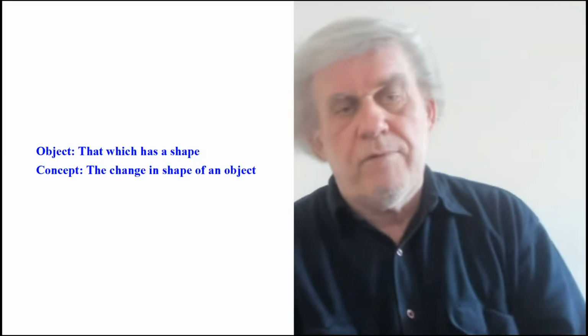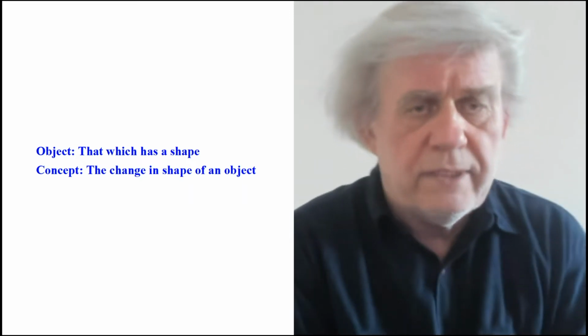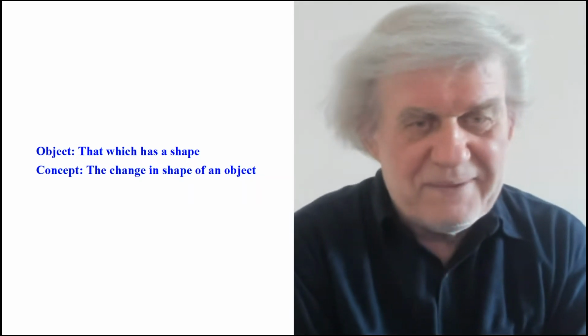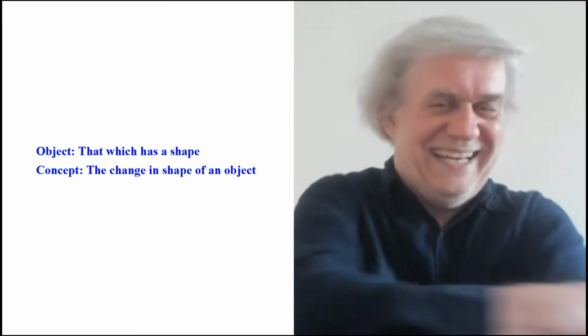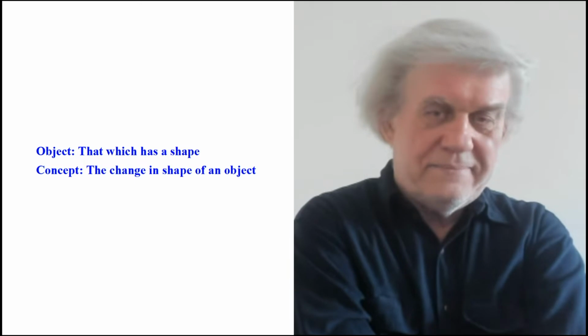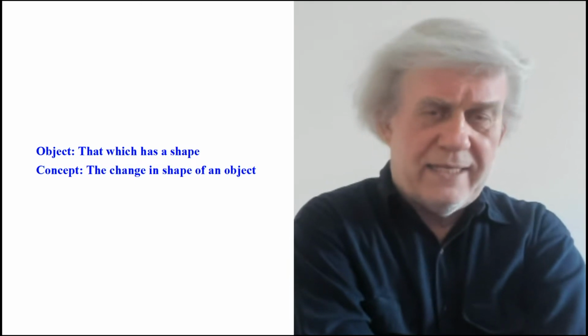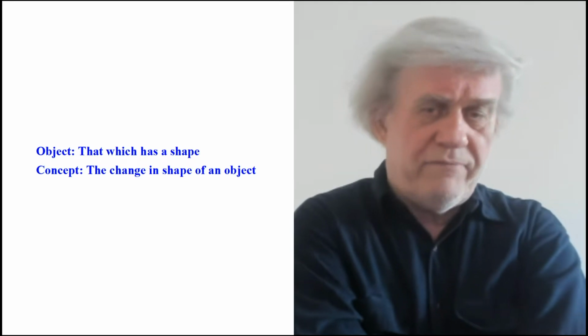Okay, why do we start with philosophy today? Because we have this issue of the concept. People have no idea what a concept is, and here you see it. One fellow says, object, that which has shape. Yeah, okay, we see eye to eye on that one, but then he says concept, the change in shape of an object. The change in shape of an object. What sense does that make? Are there static concepts like distance? What's change in the shape of distance?